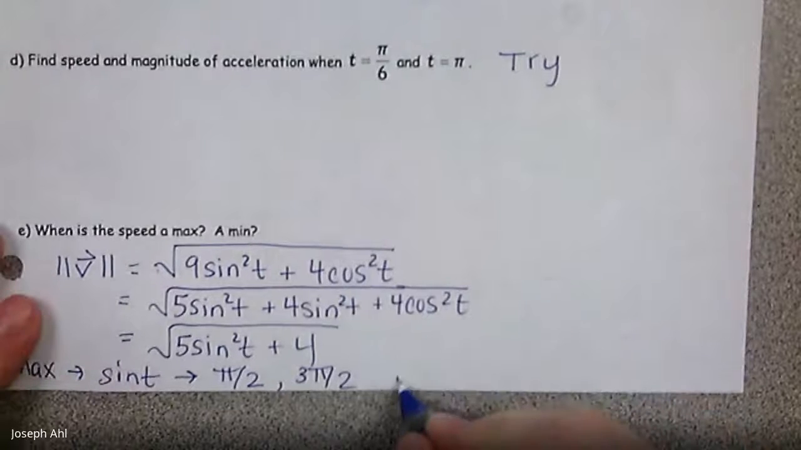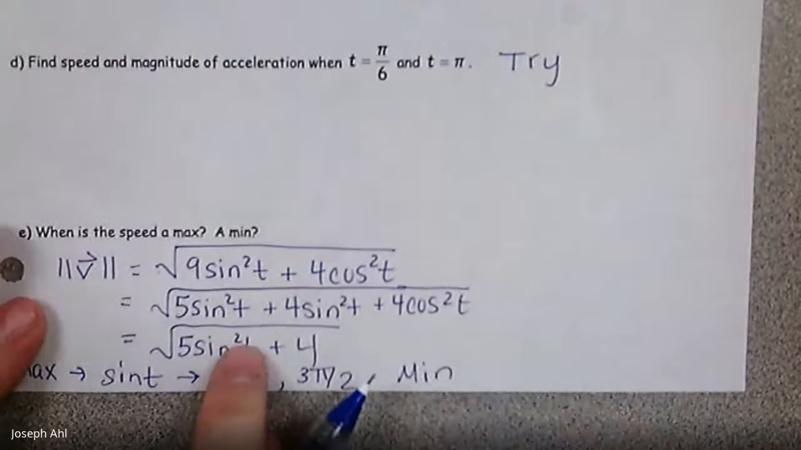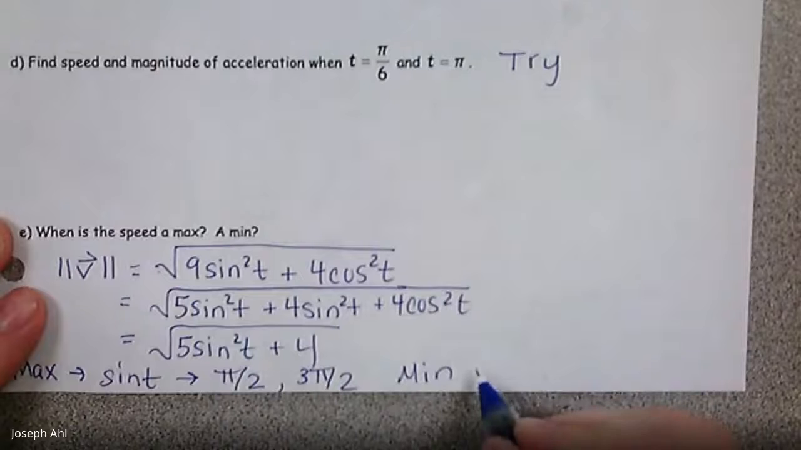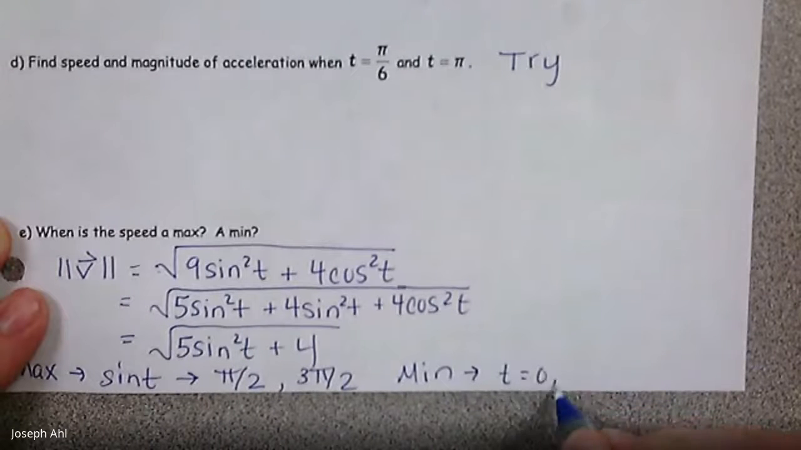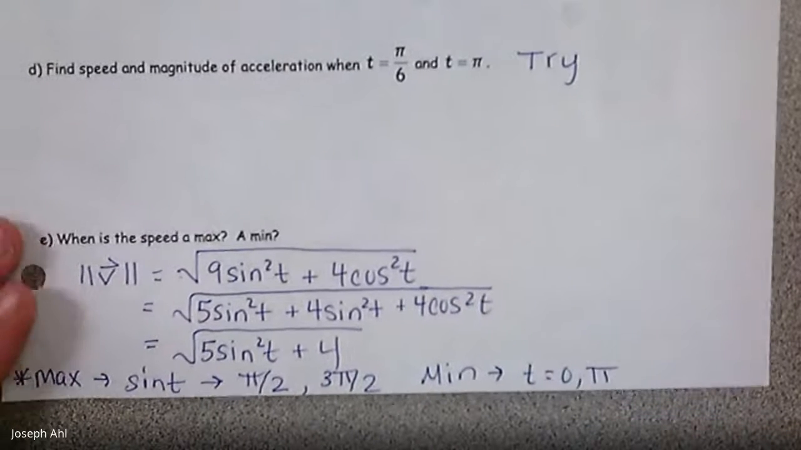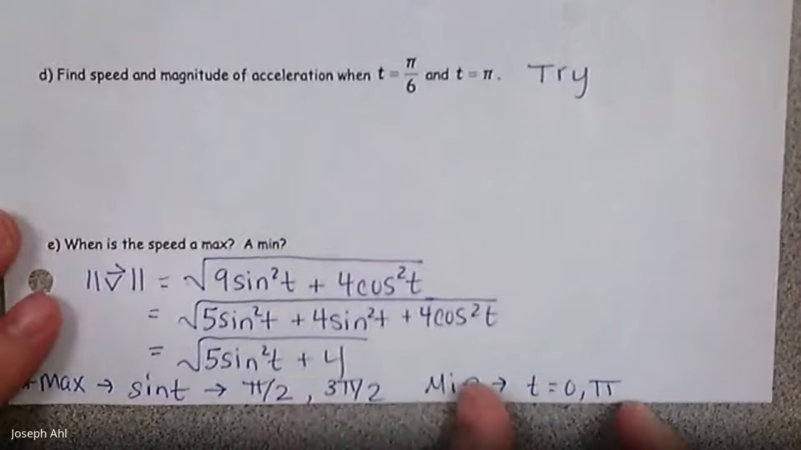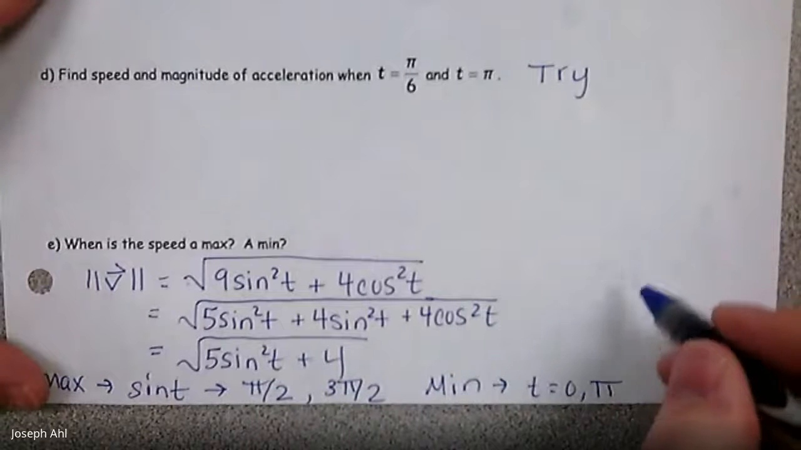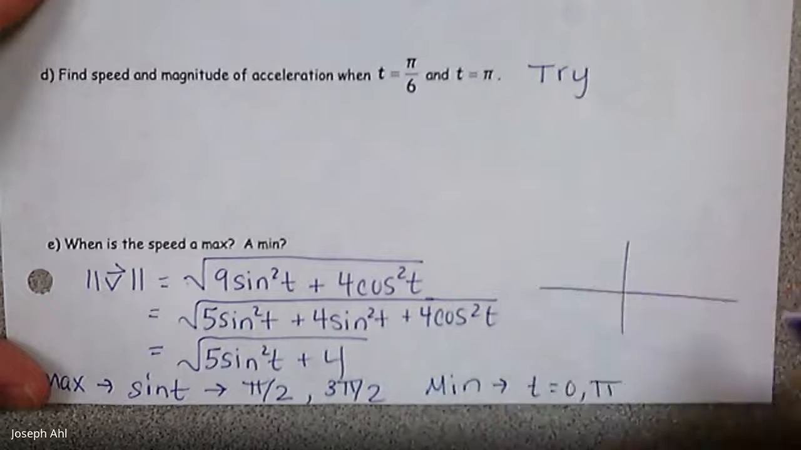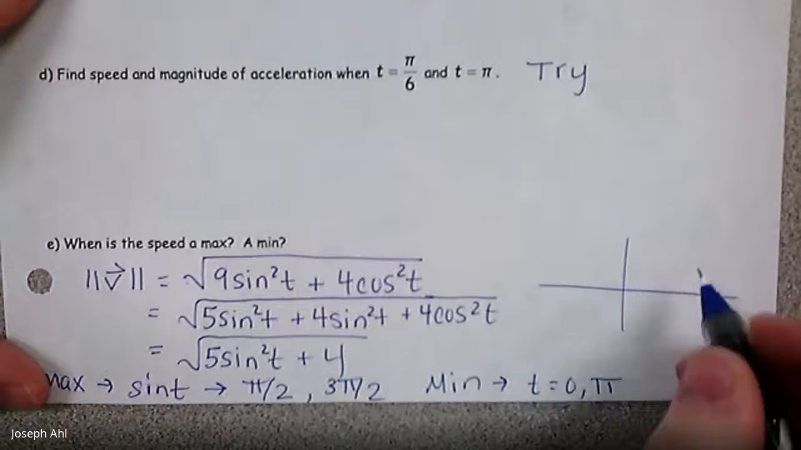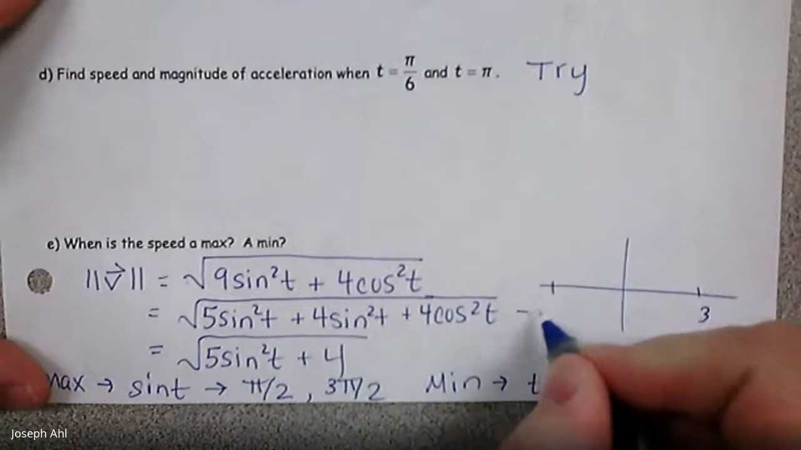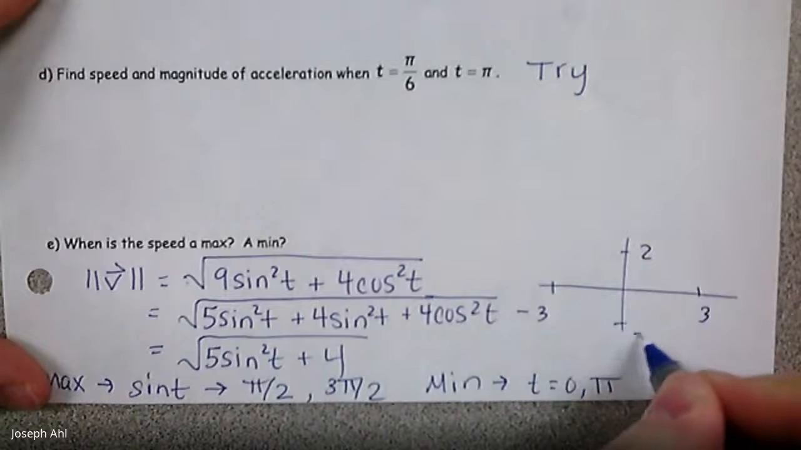And meanwhile, it would be at a min where sine is equal to 0. Sine is equal to 0 at time equals 0, at time equals pi. So we've got these values for where we're at a max, these values for where we're at a min. And just as a quick reference, what that would look like on the ellipse is if this is 3, -3, 2, and -2.